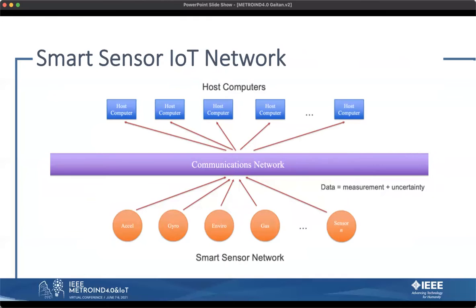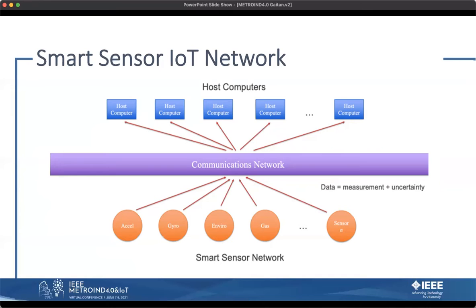So if we take a network of sensors, and here I'm showing various sensors in this network, although there could be one type of sensor, they're sending their information over a communications network. I'm also showing a network of host computers as well.